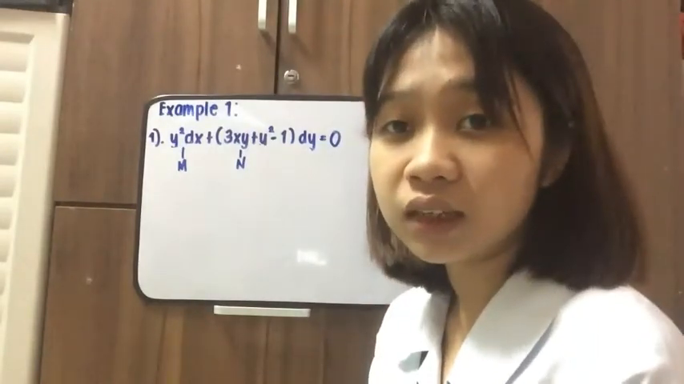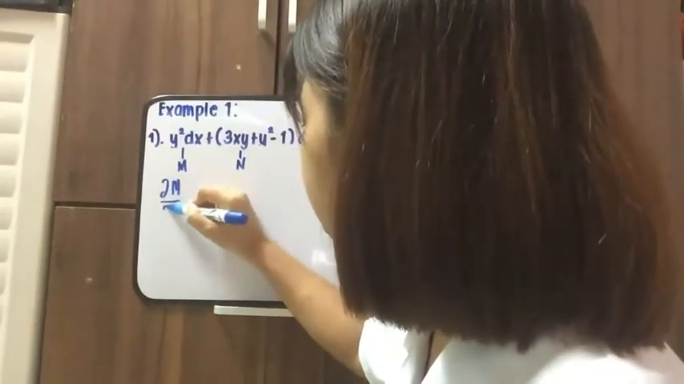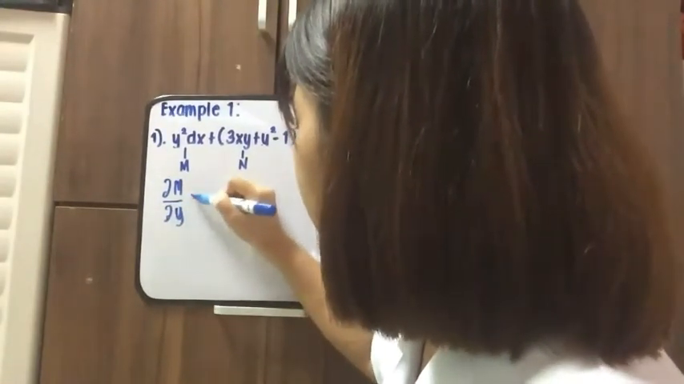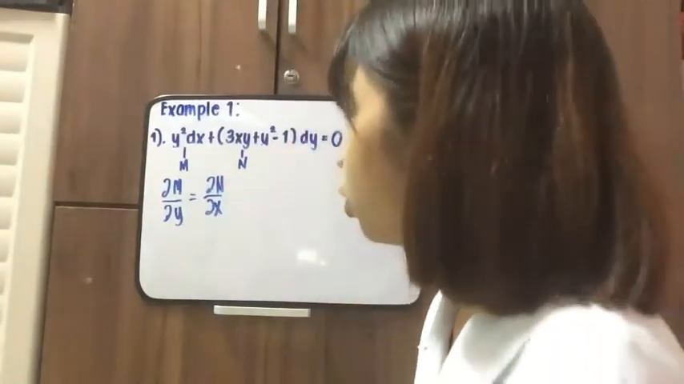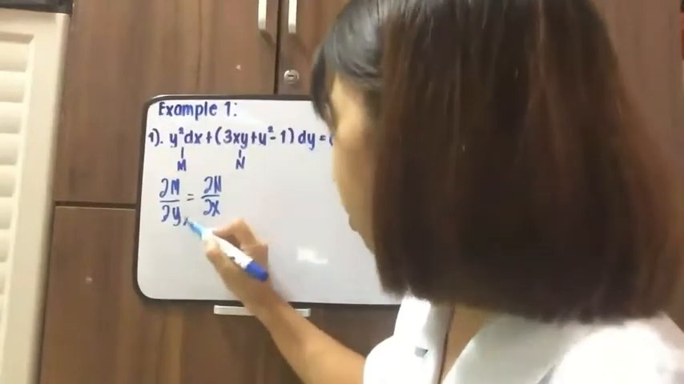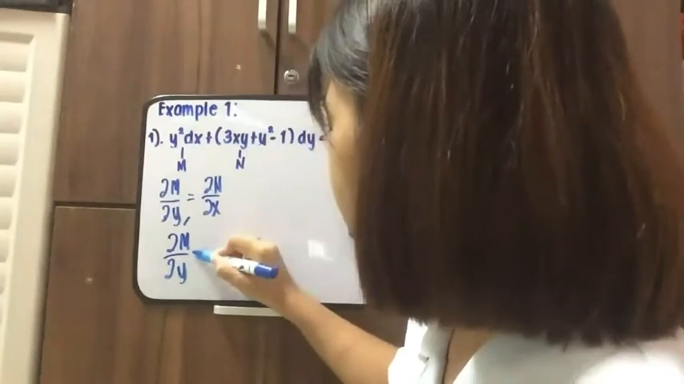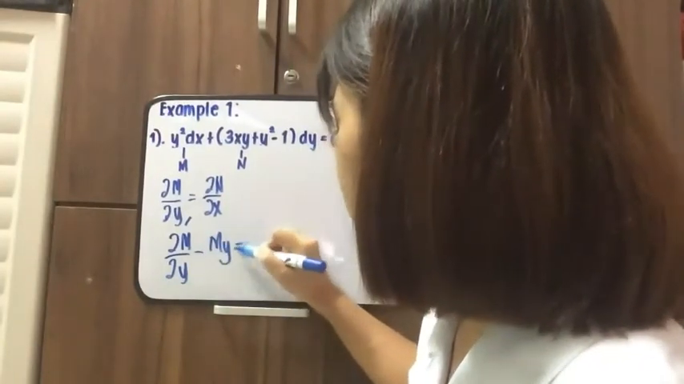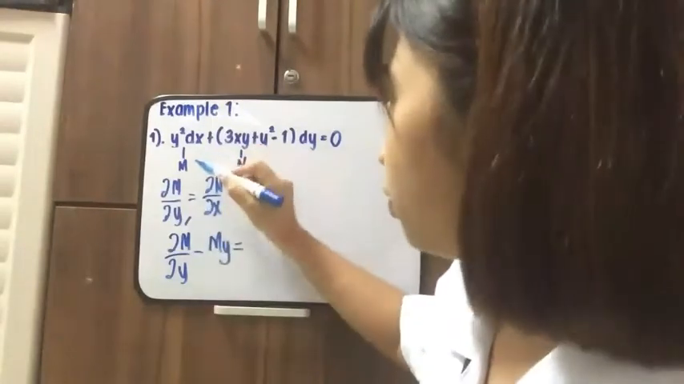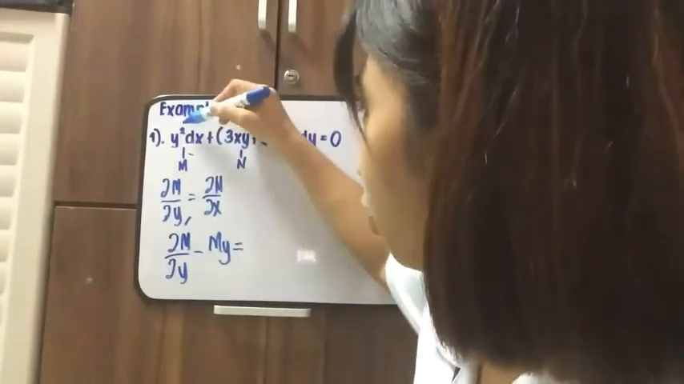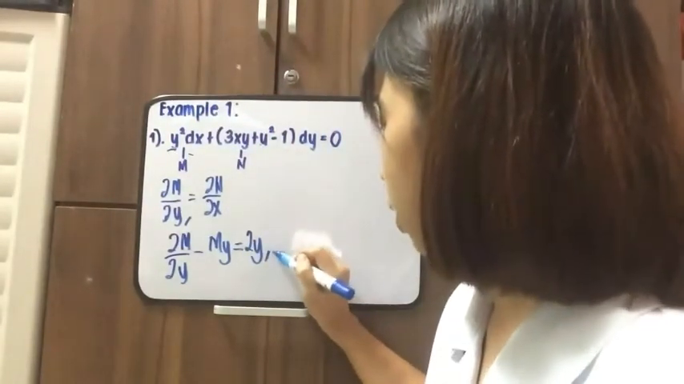To find its exactness, our formula is the partial derivative of M with respect to y equals the partial derivative of N with respect to x. First, we solve for M, the partial derivative of M with respect to y. In order to find it, we need to derive M, which in this equation is y squared, with respect to y.